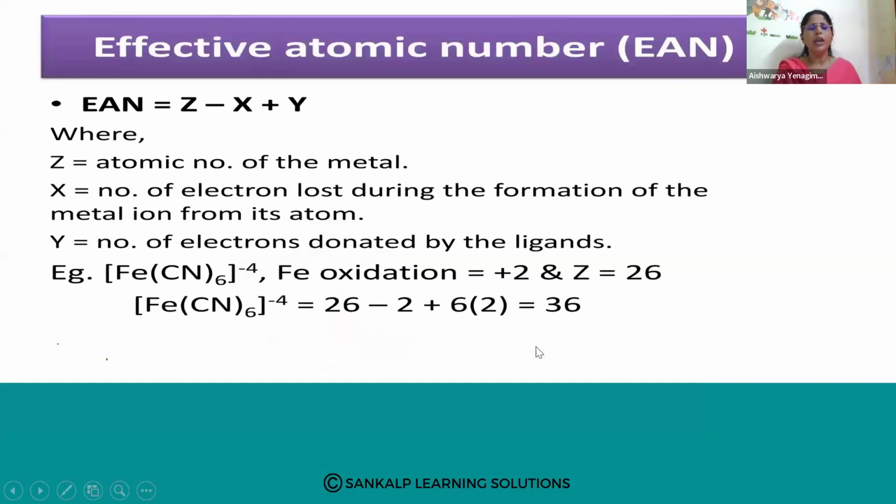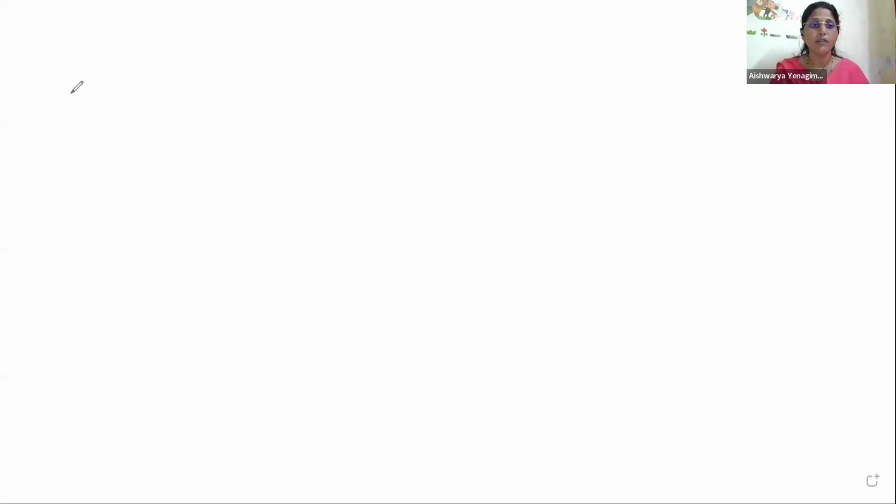Then we have something called effective atomic number. Now, what is this effective atomic number? It is abbreviated as EAN. EAN is a very important concept. We will have some numericals to be understood here. When we study effective atomic number, we get numericals. We need to understand how to calculate this effective atomic number. Yes, so let us see.